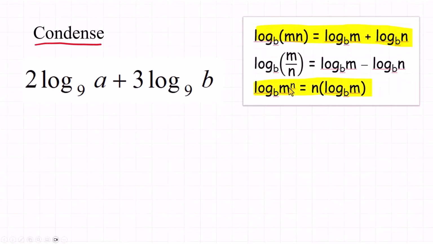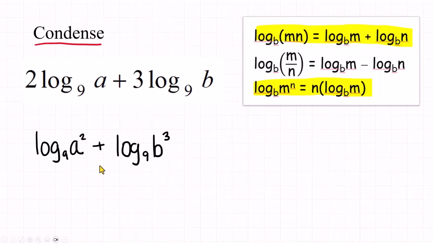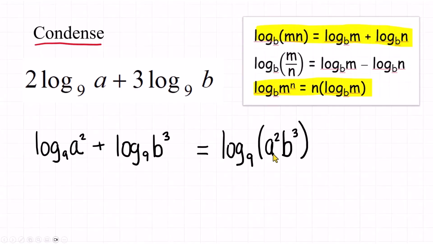So I know I need these two. Okay, so what have I got? Let's put the numbers in the front back up where they were. If they're in the front of a log, they used to be an exponent. They're both base 9, and we're adding them. So it's log base 9, a squared times b cubed. And that is the answer. This is the expanded version. This is the condensed version.